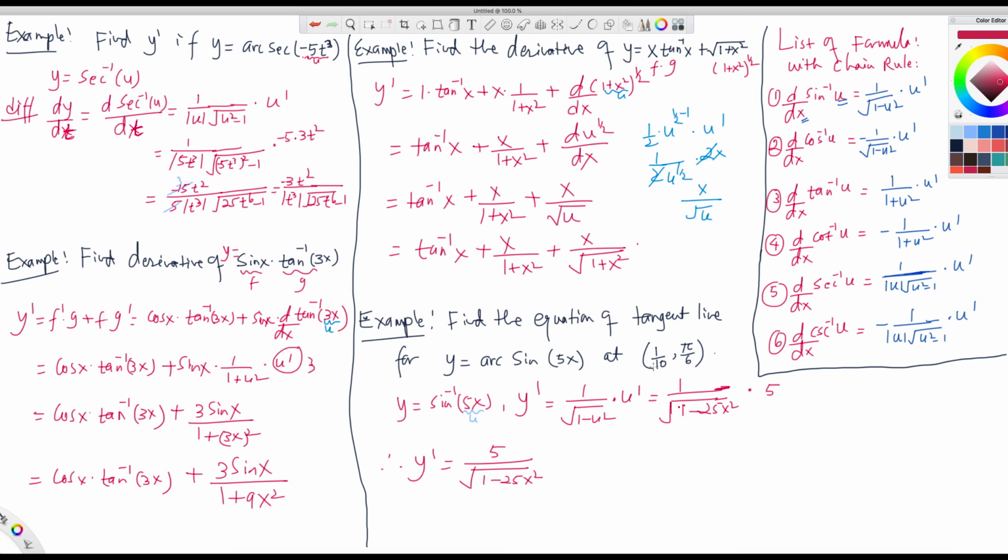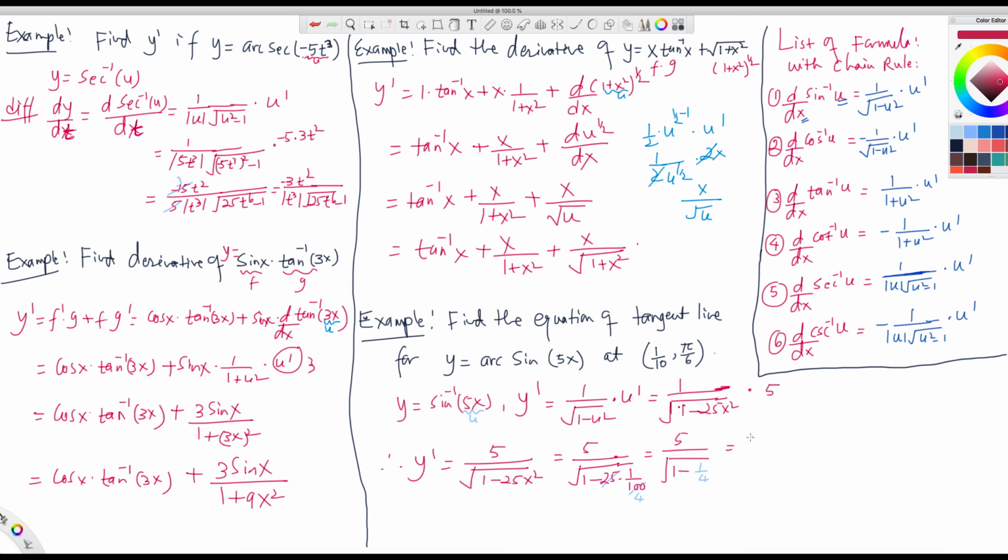x is 1 over 10 and y is pi over 6, right? So let's plug in the x there. You will get 5 over the square root of 1 minus 25 times x squared. What is x? x is 1 over 10, so x squared will be 1 over 100, right? So this can be written as 5 over the square root of 1 minus 25 over 100. Divide 100 by 25 and 25 by 25, so that will be 4, right? 1 minus 1/4. You see that? This is what you get.